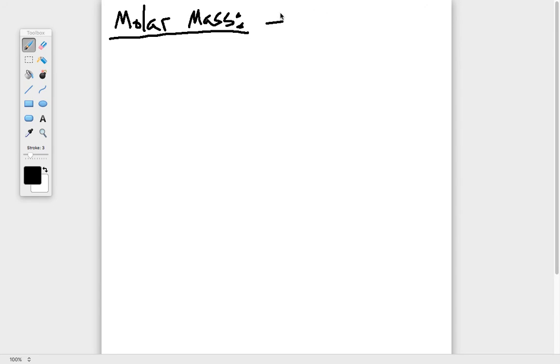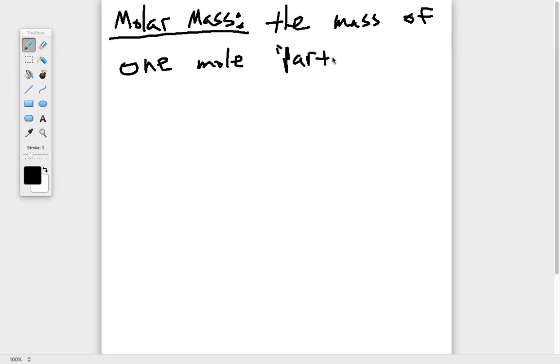Okay, so molar mass is the mass of 1 mole of particles. A particle could be anything. It could be an egg. It could be an orange. It could be an atom or a molecule. It could be a bicycle. But that's a mole. The mass of 1 mole of particles.